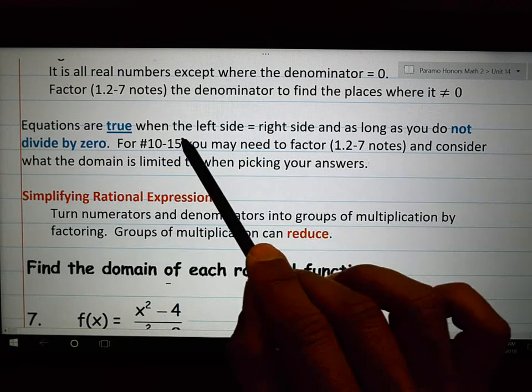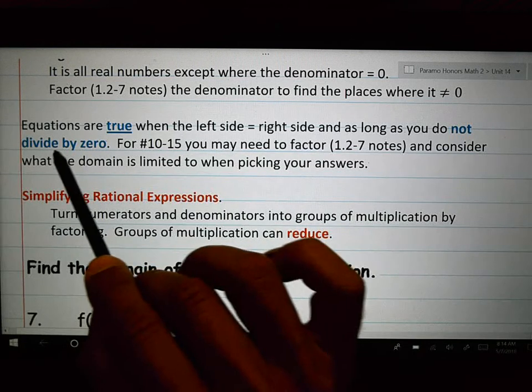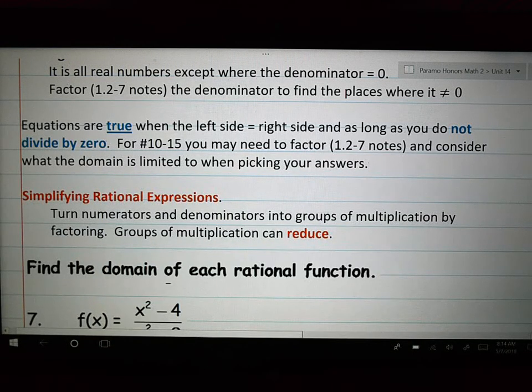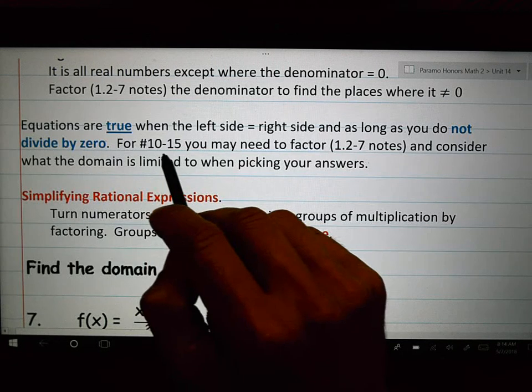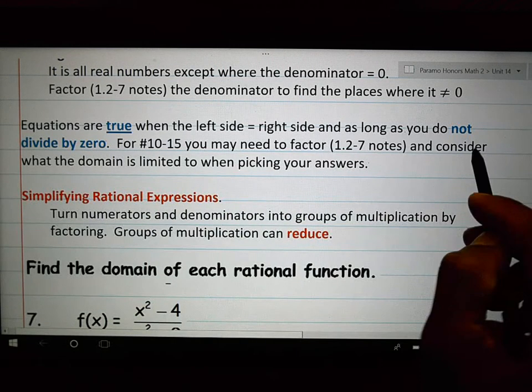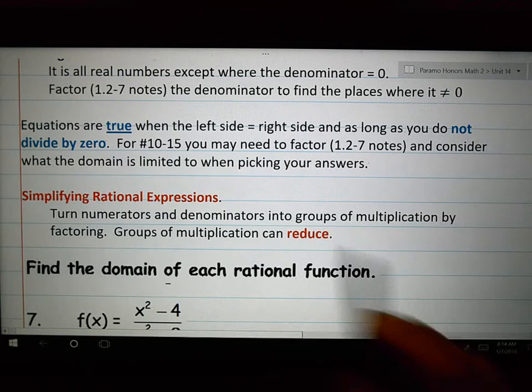They are true when the left side equals the right side as long as you do not divide by 0. So if there's a possibility of dividing by 0, that's when something would not be true. I'll show you how we're going to do that on number 14. For numbers 10 through 15, you may need to factor and consider what the domain is limited to when picking your answers.